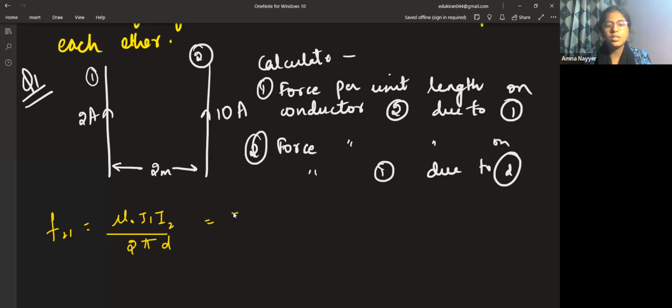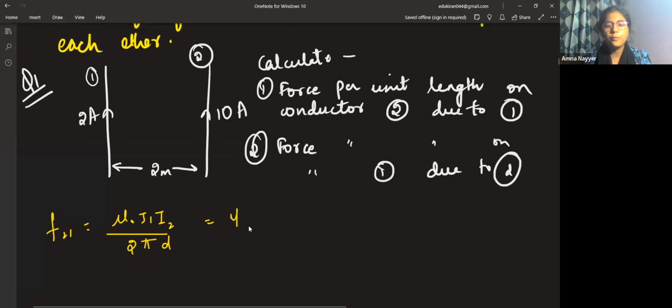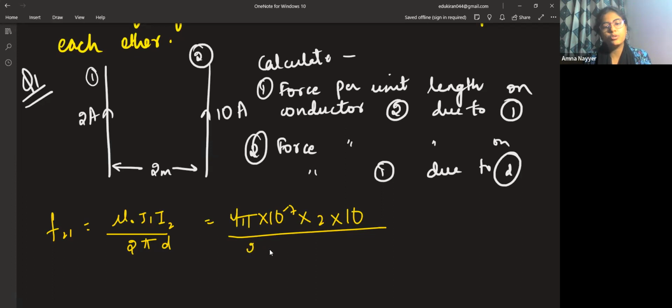So this is 4 pi into 10 to the power minus 7, times 2 into 10, divided by 2 pi into 2. The 2 will be cancelled. This becomes 2. That gives you, no, 2 into 10 to the power minus 6.